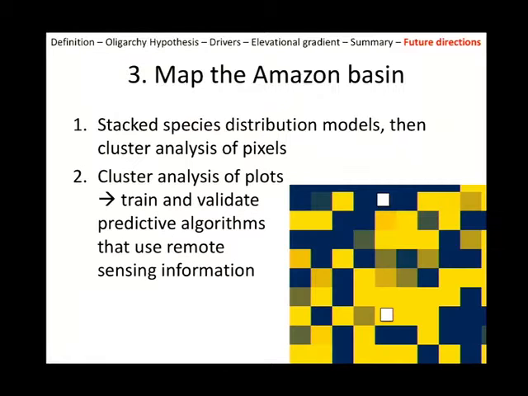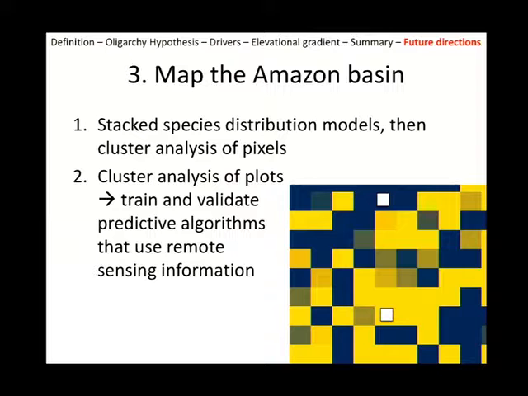Second approach: instead of doing a cluster analysis of millions of pixels, we take a different way. We would take thousands of plots, and we would make a cluster analysis for those plots, which is a more tractable problem. And then we assign each plot to a floristic unit. And then with that information and the remote sensing information, we train the machine.